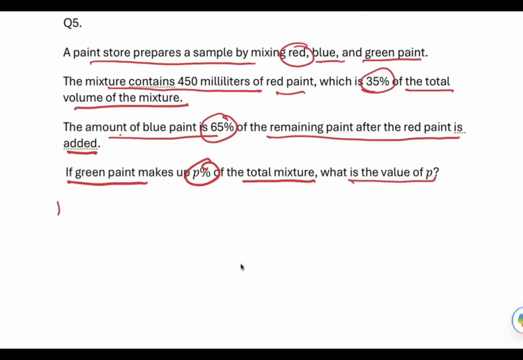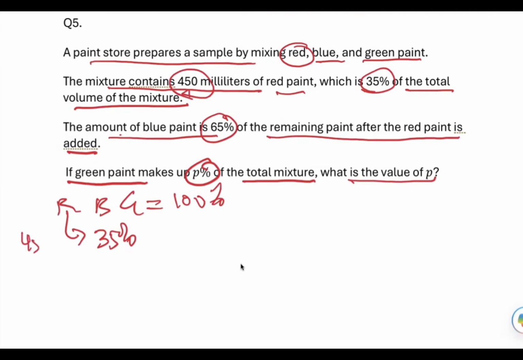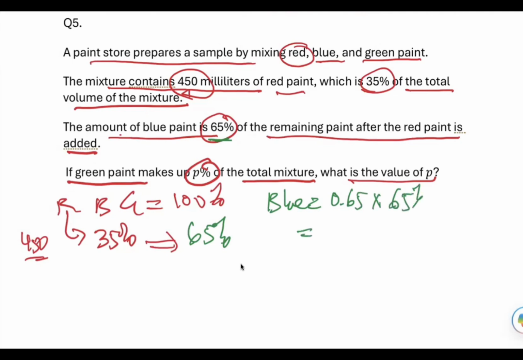Look at it carefully. We have red, blue, and green. They will make up 100%. And he said what? The red is 35% of the mixture. They give you the volume. Do you need it? I don't think so, because all these things were in percentage. Therefore, I'll stick with percentage. 35%. What is left? The remaining is going to be 65%. The amount of blue paint is 65% of that 65. Therefore, blue paint is 0.65 of the 65, which is going to give you what?